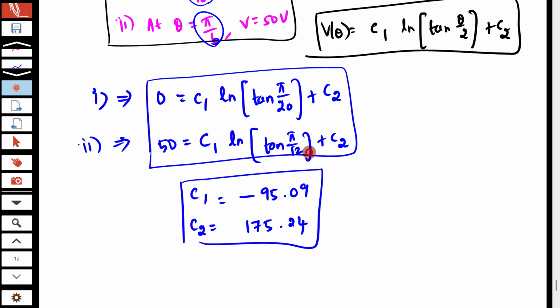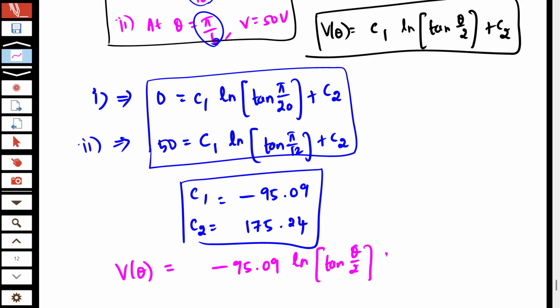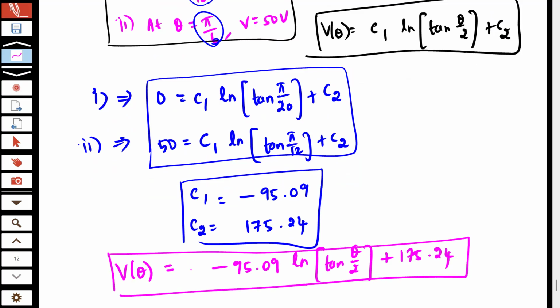Now, substituting this, we will be getting the potential function. So V, which is a function of theta, is C1 times, that is minus 95.09 times logarithm of tan theta by 2, plus C2, which is 175.24. So this is the potential function and the unit must be given as volts.